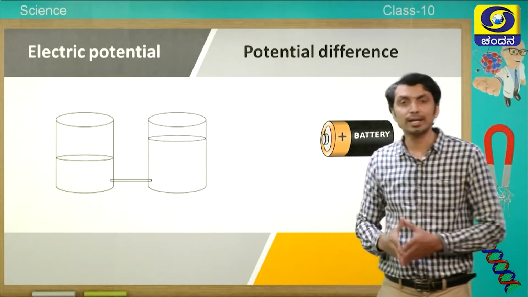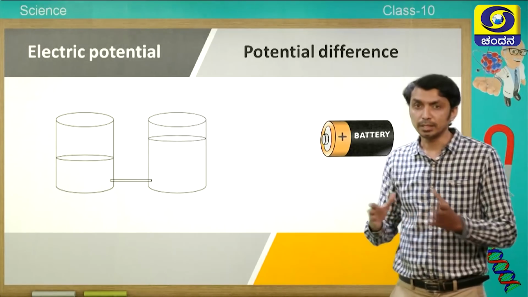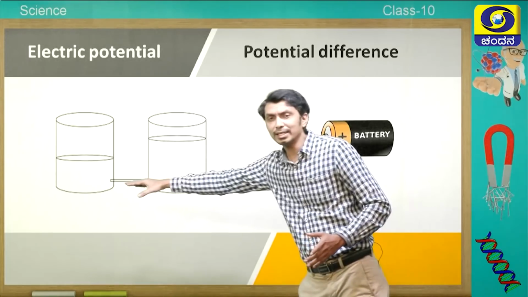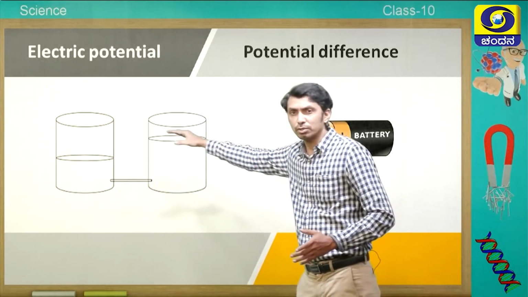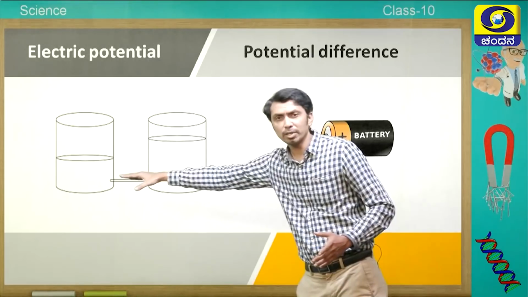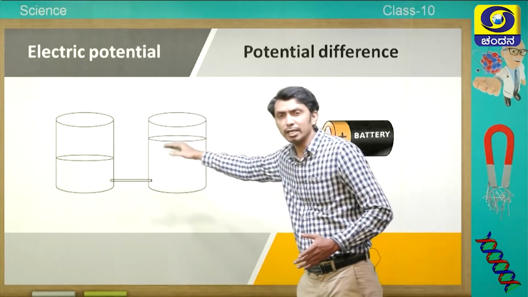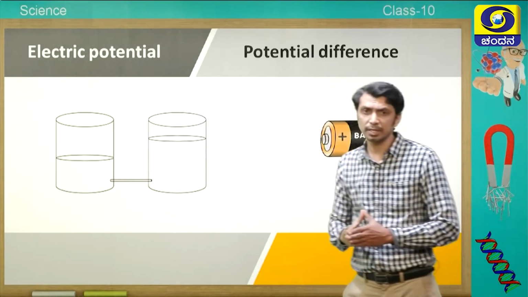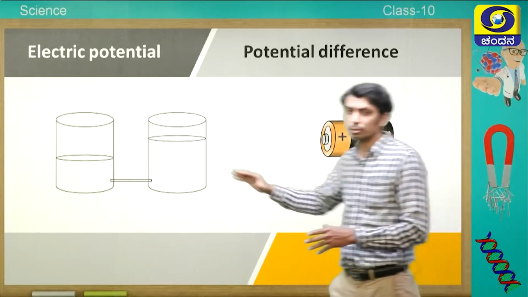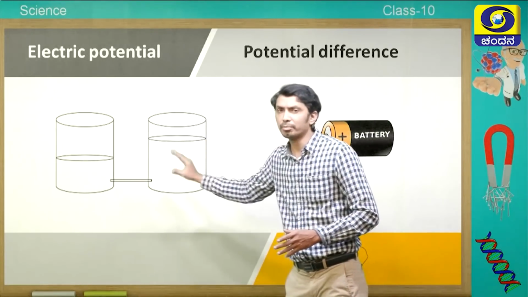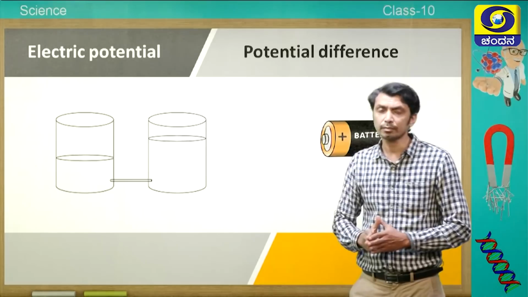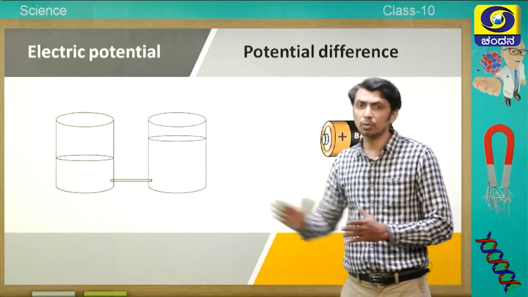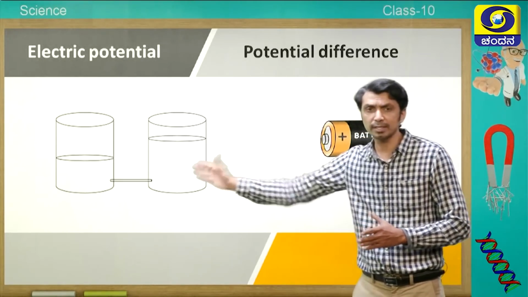Now what made you answer in this way? Yes, you noticed that here there is more water and here there is less water. So here high pressure is there, here low pressure is there. That is why it moves from a high pressure region to a low pressure region, right? So you should focus on the difference of pressure present here. Whenever there is a difference of pressure, there is motion of particles.